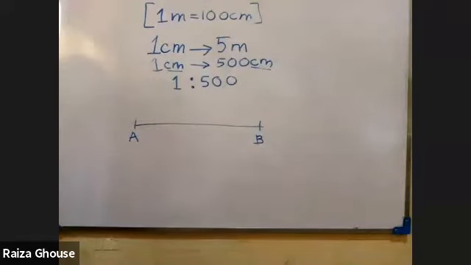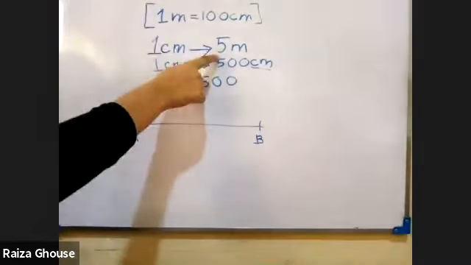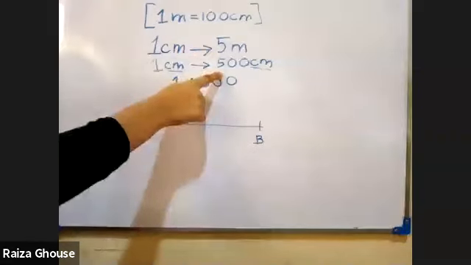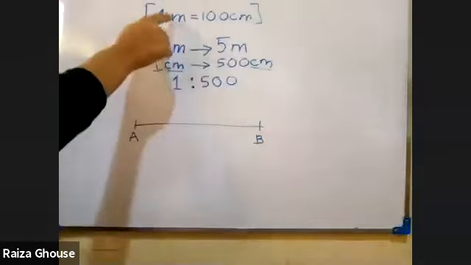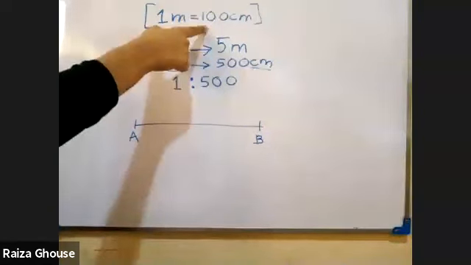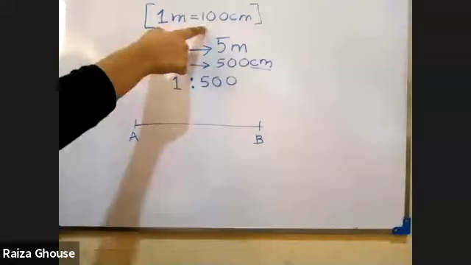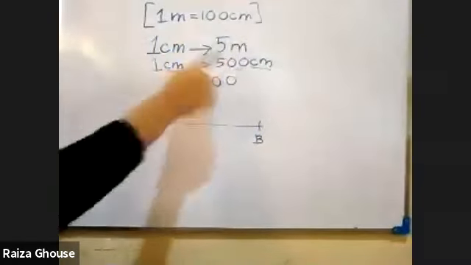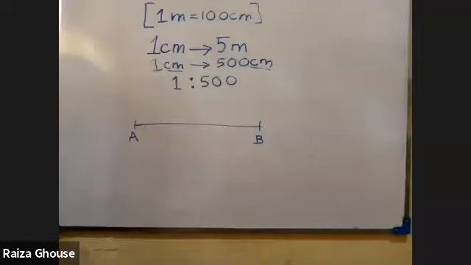That means this 5 meters in centimeters is 500. Why is that? 1 meter is equal to 100 centimeters, the real relationship. Then 5 meters is 5 times 100, that is 500 centimeters.